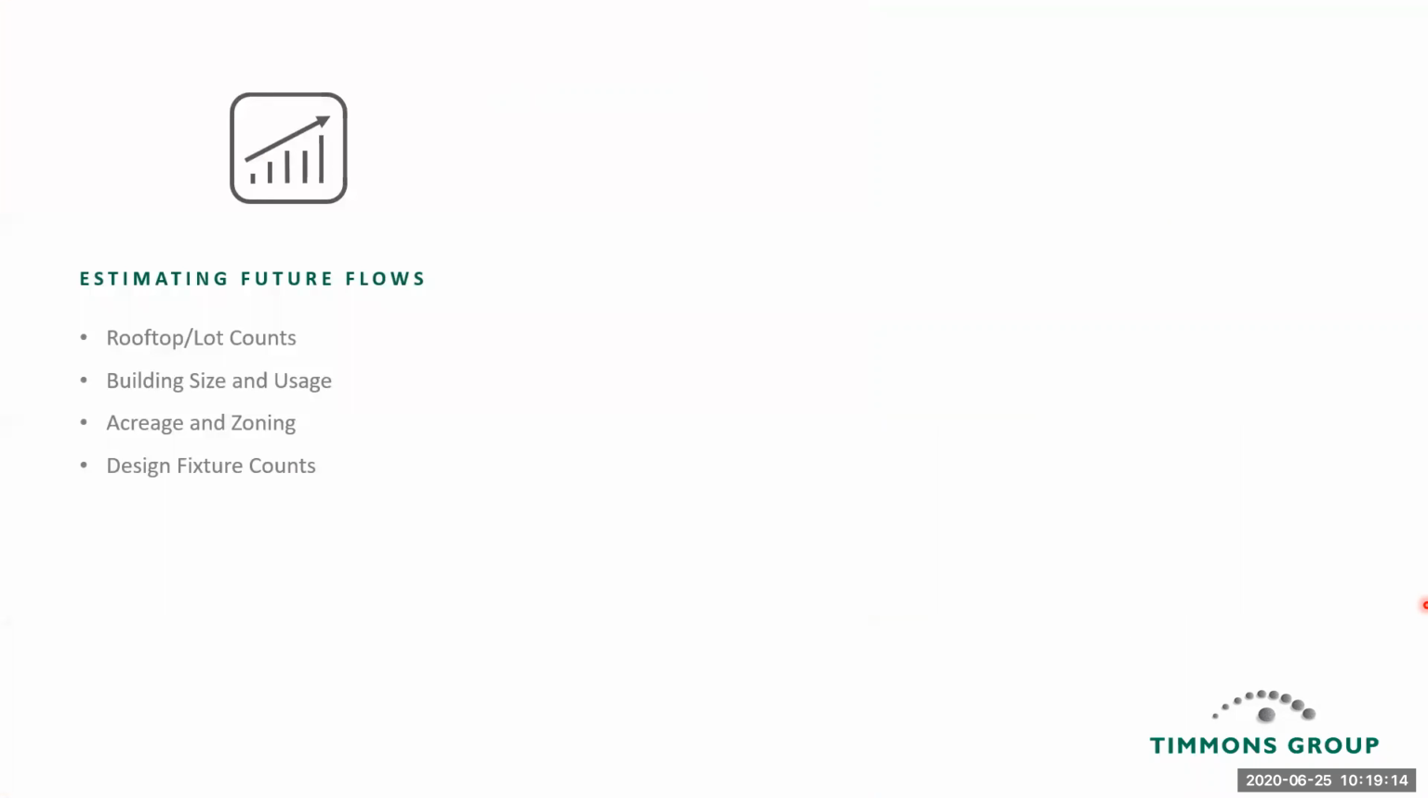Then on to estimating future flows. Again, we'll use rooftop counts, lot counts, and use a flow factor. Typically, those flow factors will be provided by the locality or the state. Building size and usage, very similar to acreage and zoning, again using design flow factors. And then we also can use design fixture counts, whether these are water fixture units or drainage fixture units. We can convert those into gallons per minute.